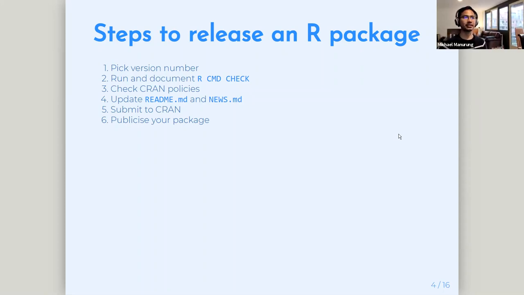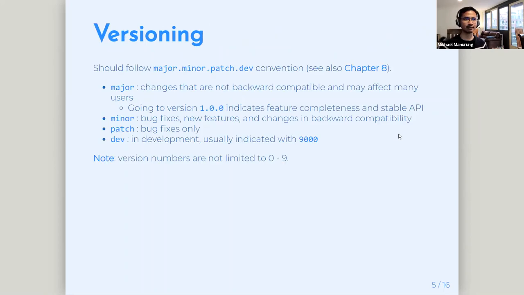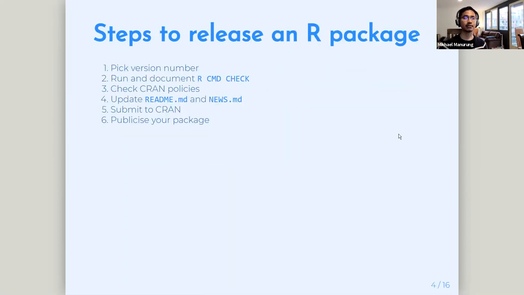Steps to releasing an R package. So first of all, pick your version number. It has been discussed in chapter 8. And then afterwards, run and document the results of your R CMD check: the errors, the warnings, and the notes. There are several CRAN policies that have to be checked manually. We have to check on this, but as far as I know, it's not something very complicated. And afterwards, update your README and news file. Finally, submit to CRAN, and last but not least, publicize your package.